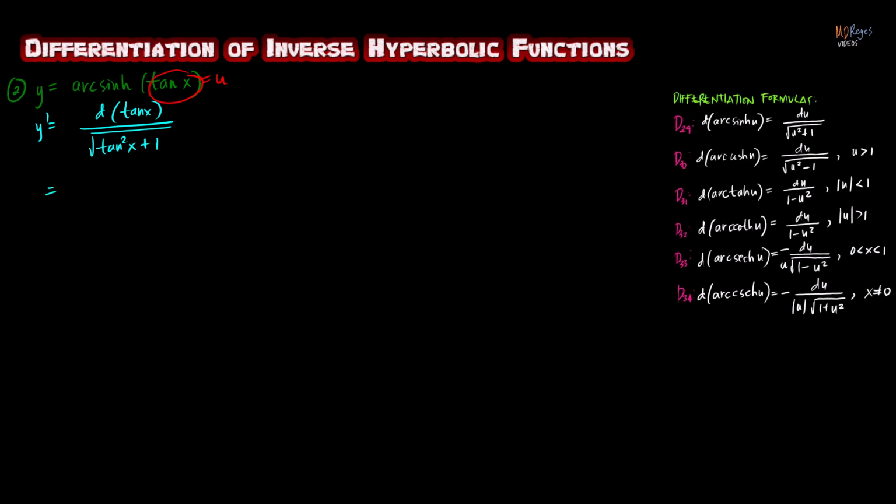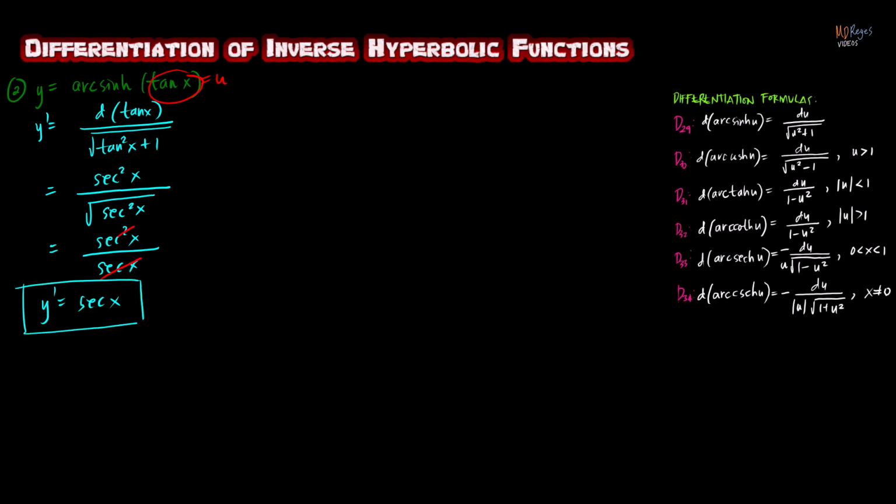Let's take the derivative of tangent of x, which is secant squared x, as we have learned previously. So that's over the square root of tangent squared of x plus 1, where tangent squared of x plus 1, according to a Pythagorean identity, is secant squared of x. So the square root of secant squared of x in the denominator, when simplified, is just secant of x. Dividing secant squared x by secant x, you'll have secant x in the numerator, and so y prime is equal to secant x when simplified. This is the derivative of the function.